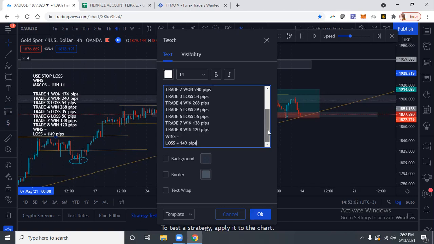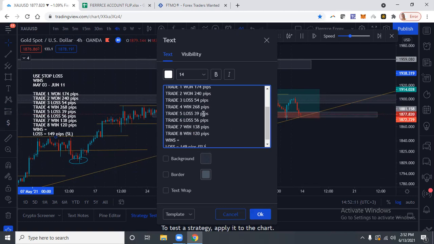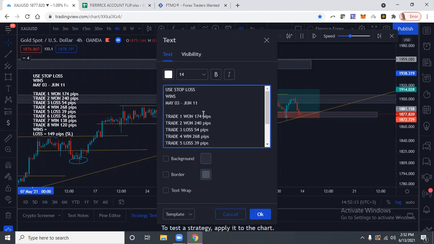And that's because we're using stop loss, right? So this is SL. We didn't just hold. Then our wins, thank God: 174 plus 240 plus 268 plus 138 plus 120. That's 1,000 pips.